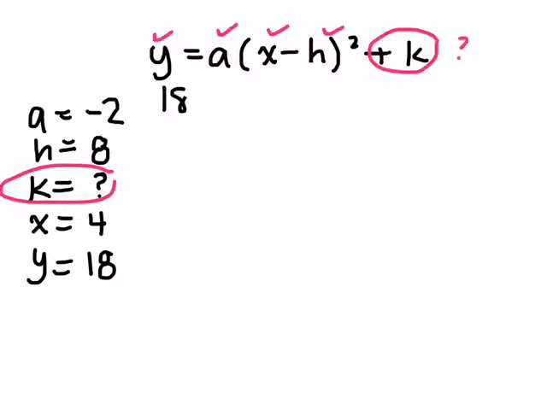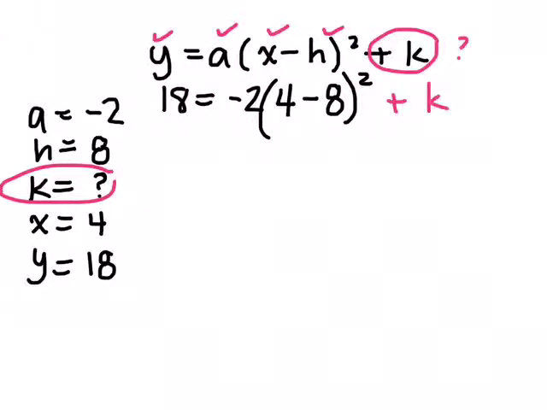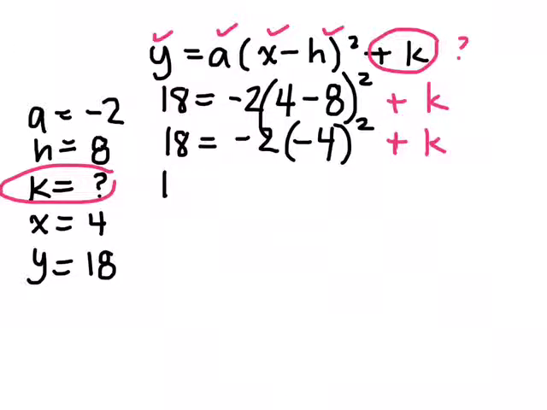So 18 equals, what's a? -2. What's x? 4 minus, what's h? 8. Squared, and we don't know k, so let's just write plus k. Same thing. Use BEDMAS to simplify, and then we're going to isolate our variable. So 18 is equal to -2. What's 4 take away 8? -4 squared plus k. So we just finished with our brackets. Do we have exponents? Yes. So we'll do that next.